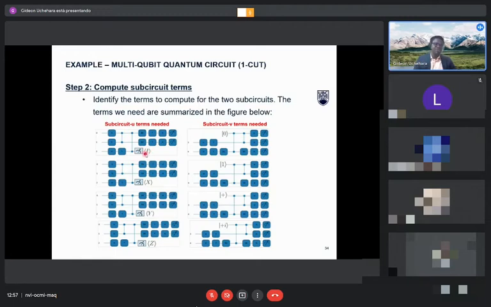For the cut location for subcircuit V, we have to initialize with the different observables, in this case I, X, Y, and Z. We have to get expectation values for all of these observables. And for subcircuit V, we have to initialize with these different states: 0 state, 1 state, plus and plus I state.